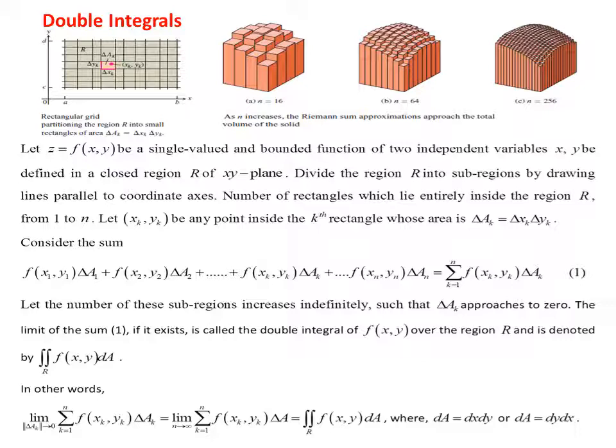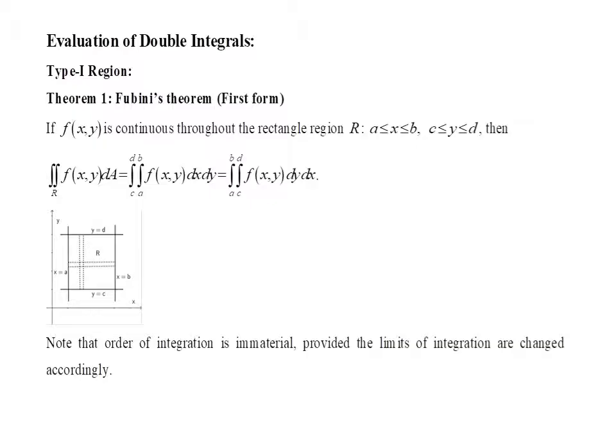Let us increase the number of subregions indefinitely, such that delta Ak approaches 0. Therefore, the limit of the sum, if it exists, is called the double integral of f of x y over the region R and is denoted by double integral over R of f of x comma y into dA, where dA is either dx into dy or dy into dx.